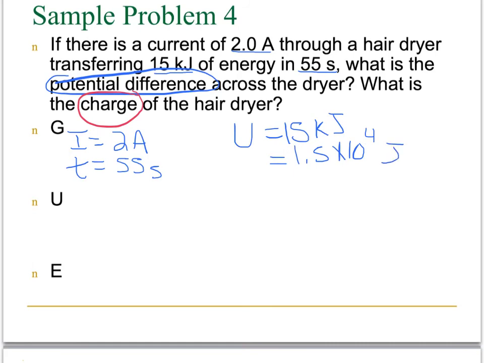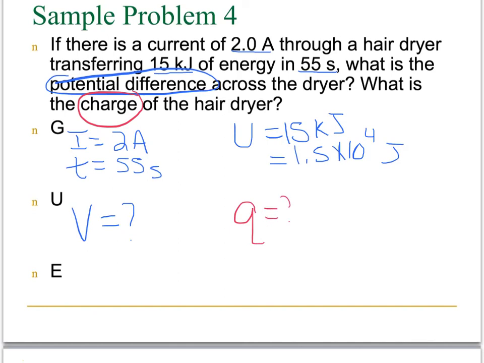We have 2 unknowns in this problem, so we're going to color code them. In blue, we're going to solve for the potential difference. Remember, potential difference and voltage are the same thing. So, voltage equals a question mark. Our second unknown is charge. We know charge is symbolized with a Q.